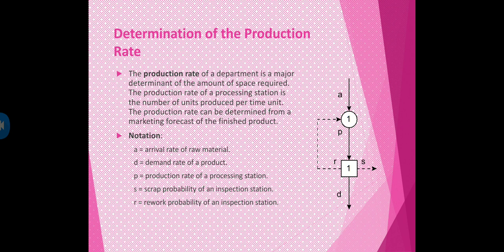You are seeing here the diagram. A is the arrival rate of raw material, D is the demand rate of product, and P is the production rate of the processing station, S is the scrap probability of an inspection station, and R is the rework probability of an inspection station, right? So A, P, D and S, I think each and everyone understood.